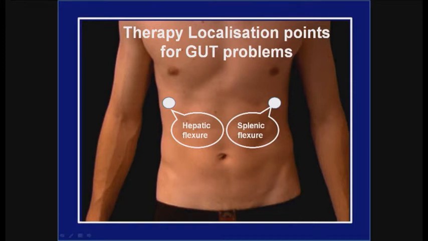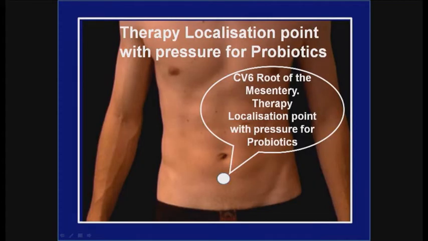So these 2 points are very common. These are the flexures, as I say, of the large intestine. So on the hepatic flexure, we've got the ascending, transverse, and then the splenic. And because we've got 90-degree bends in here, and sometimes more than that with the transverse sagging down, this is where wind gets caught. So you get a lot of build-up of flatulence in those areas. And there's the conception vessel 6, that point for the root of the mesentery.